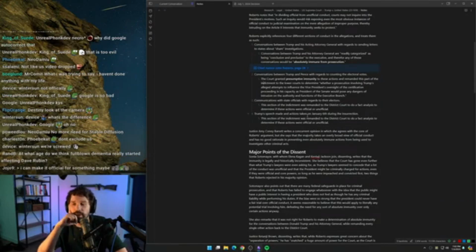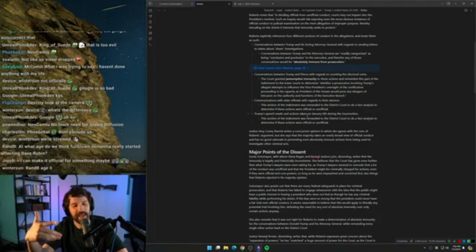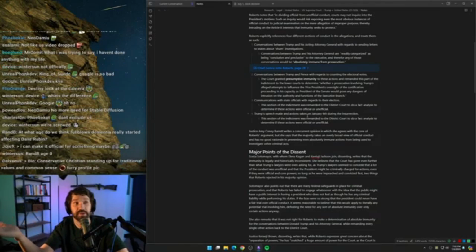Now, 3 and 4, these buckets of actions that he's talking about. The first is communications with state officials with regards to their electors, calling them and saying like, hey, you guys need to toss your electors. You need to change your votes. We think that there was voter fraud. You need to toss whatever, blah, blah, blah.